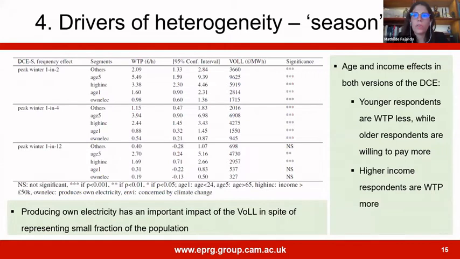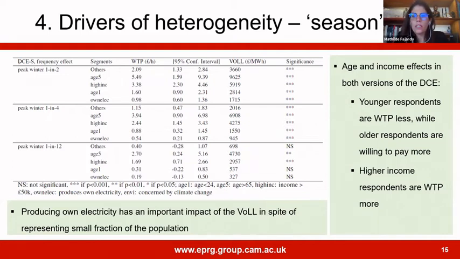And finally, we explored what were the main drivers of heterogeneity among respondents. So this table shows how VOLL varies across different segments. We have age, so age one means respondents younger than 25 years old, age five, respondents older than 65 years old. We also have higher income respondents, high INC. And finally, respondents who produce their own electricity, own ELEC. And so these were the factors that seem to explain most of the variation in the distribution of VOLL and willingness to pay.